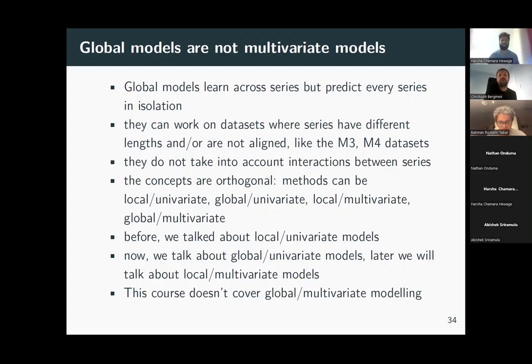So methods can be local univariate, that would be ETS, ARIMA, and so on. Global univariate, that's what we talk mostly about in the following. Local multivariate and global multivariate. Before we talked about local univariate, now global univariate, later also a bit local multivariate. We won't cover global multivariate.